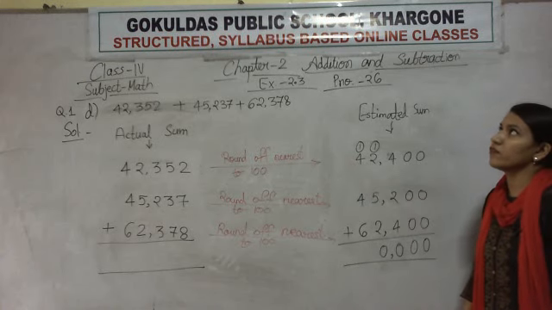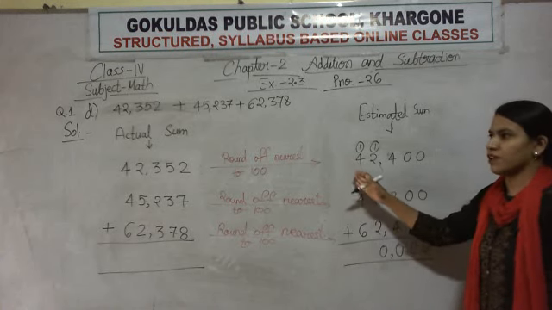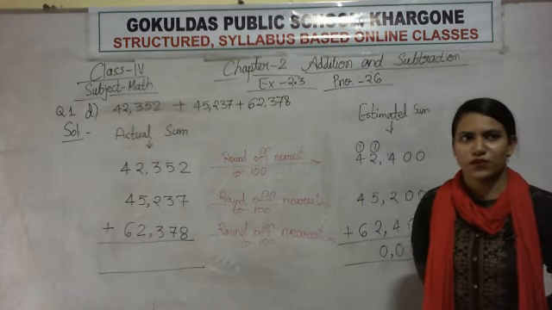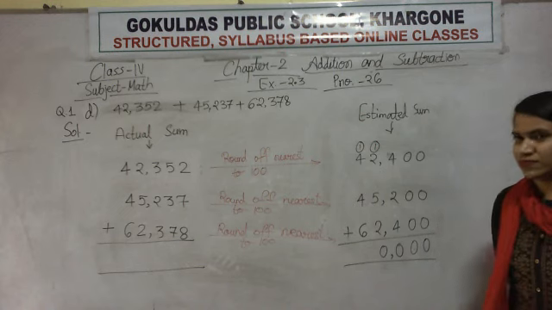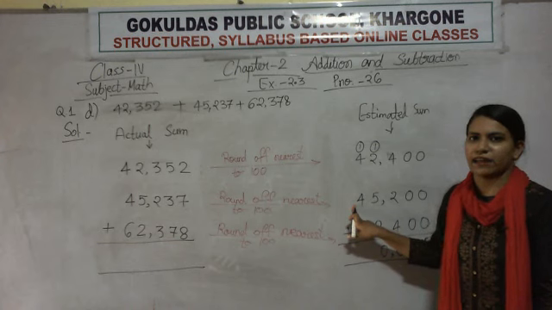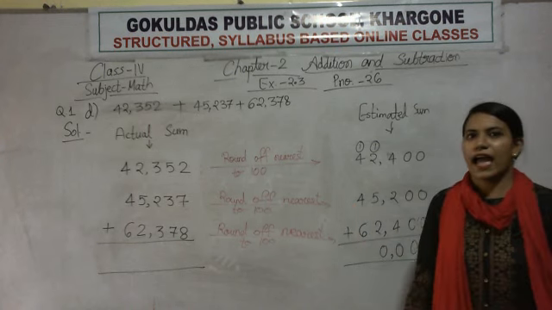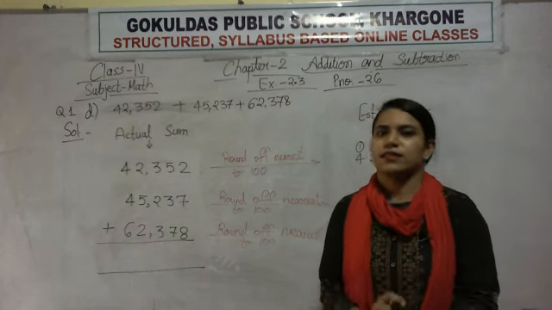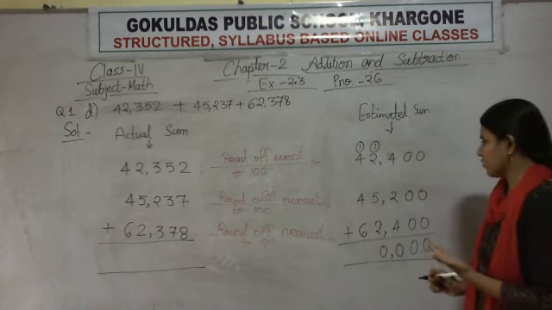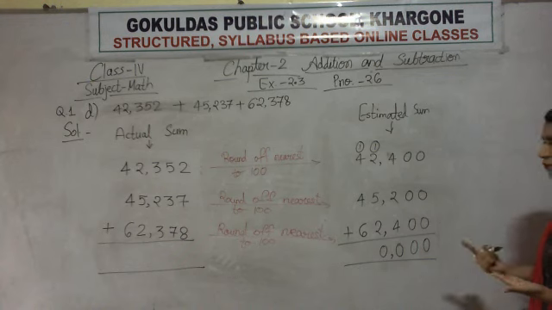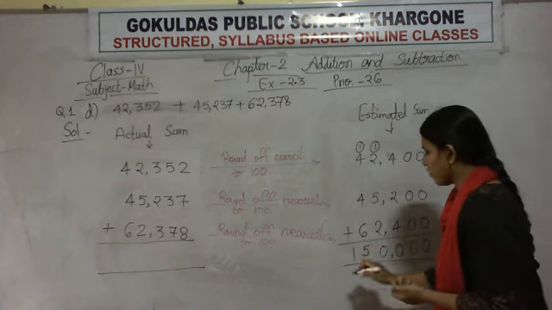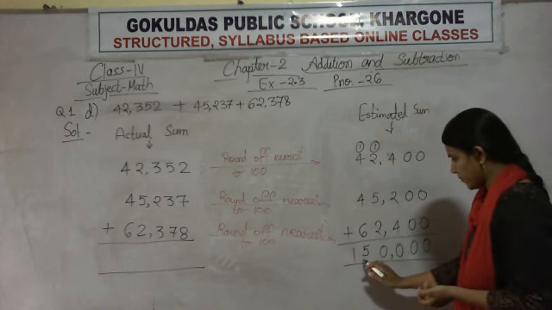Okay, now add the digits in the last column. 1 plus 4 is 5, 5 plus 4 is 9. Now 9 plus 6, 10, 11, 12, 13, 14 and 15. You got 15. So you will write 5 here and 1 in the next place.